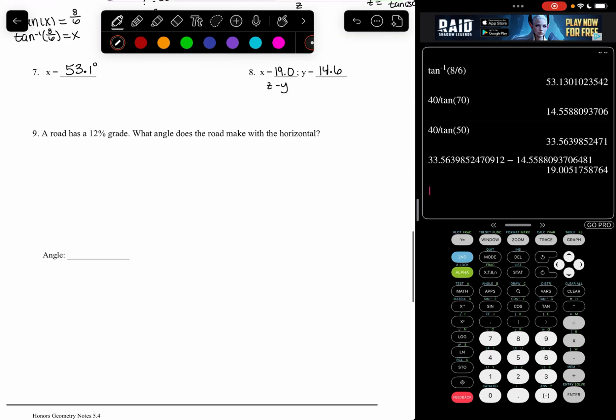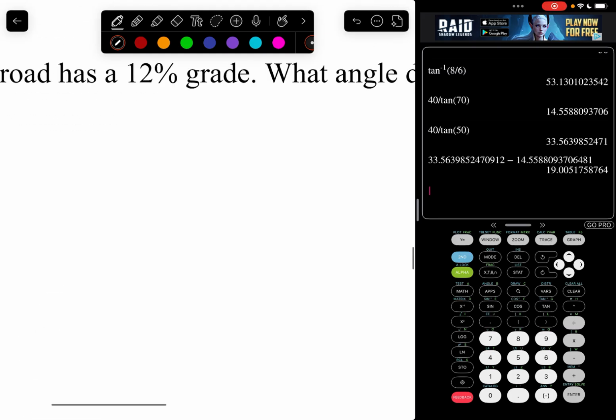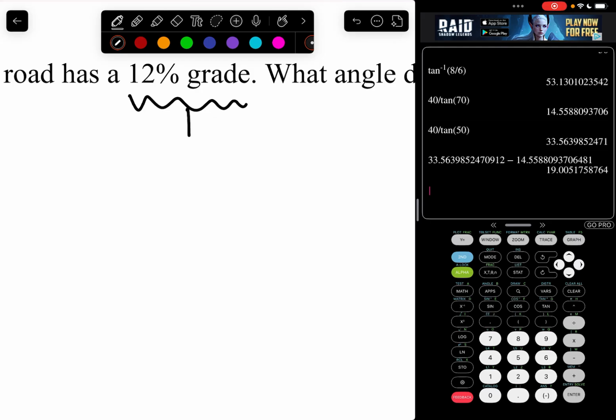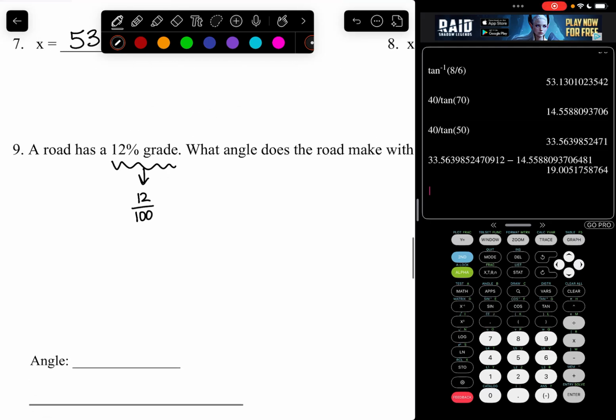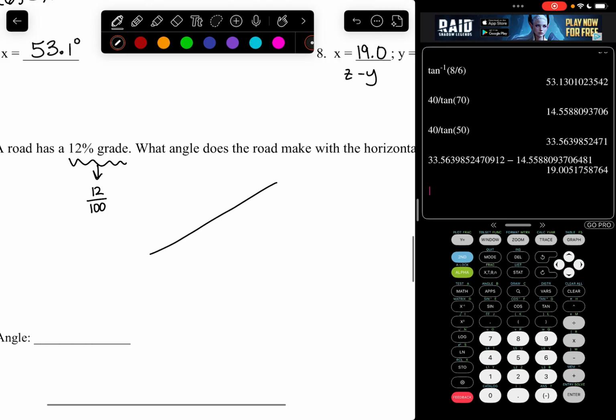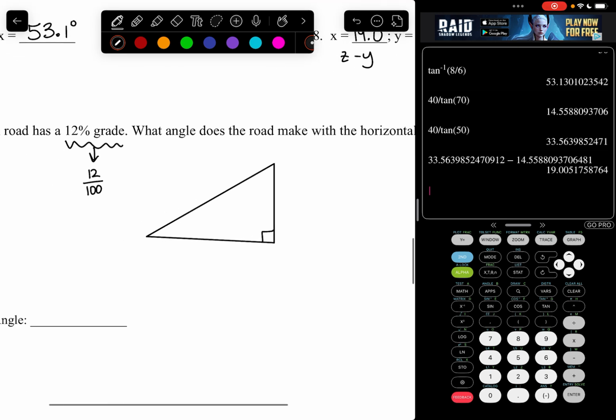All right, last one. A road has a 12% grade. What angle does the road make with the horizontal? So anytime that you see this 12% grade, 12% can be rewritten as 12 over 100. Now, a road is not going to be this aggressively ramped, but essentially you have a road with a ramp, okay? It says, what angle does the road make with the horizontal?